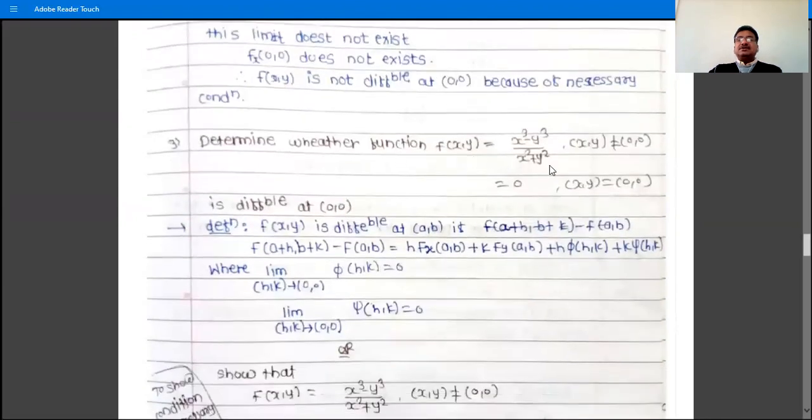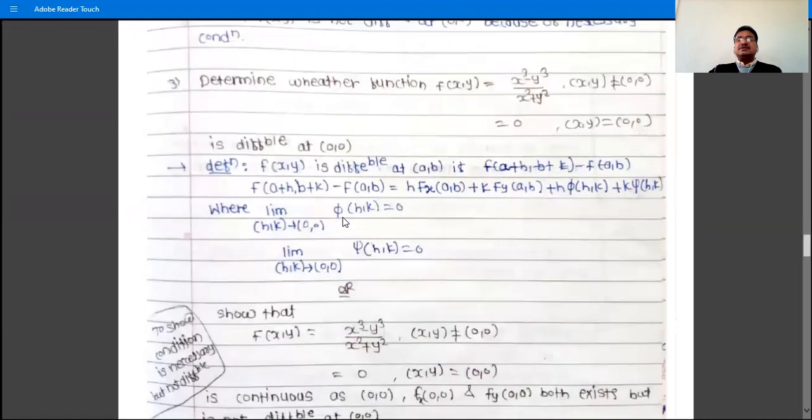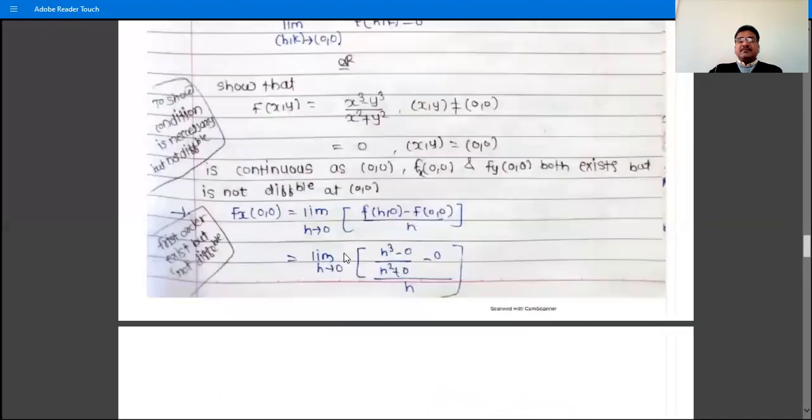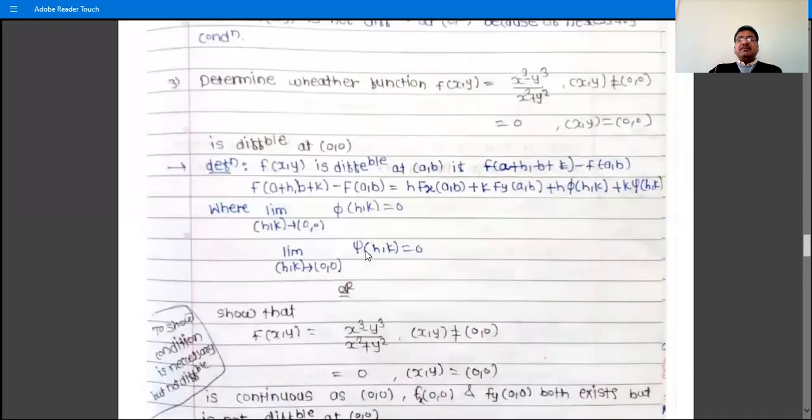Determine whether the function f(x,y) = (x³ − y³)/(x² + y²) for (x,y) ≠ (0,0), and f(x,y) = 0 for (x,y) = (0,0), is differentiable at (0,0). So this is an example of differentiability. How can we show the function is differentiable at (a,b) or (0,0)? Use the definition.